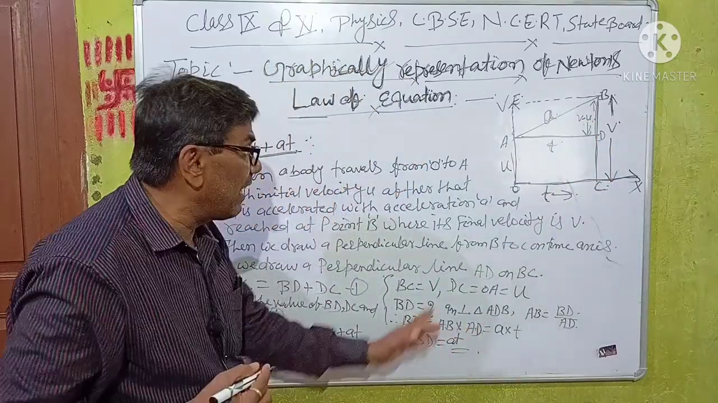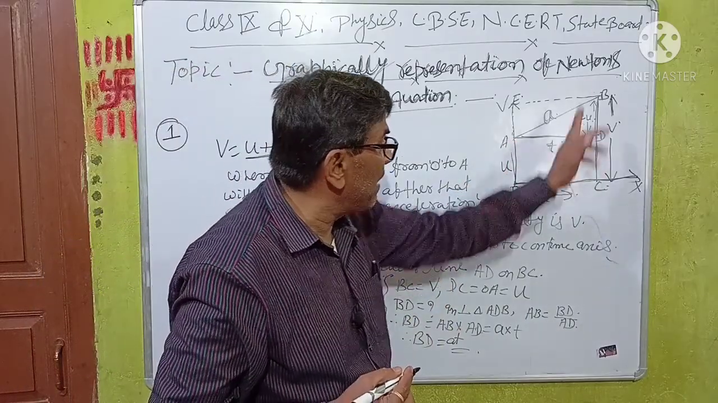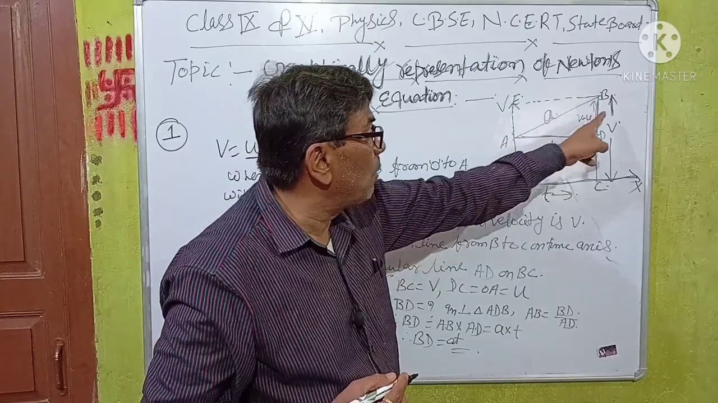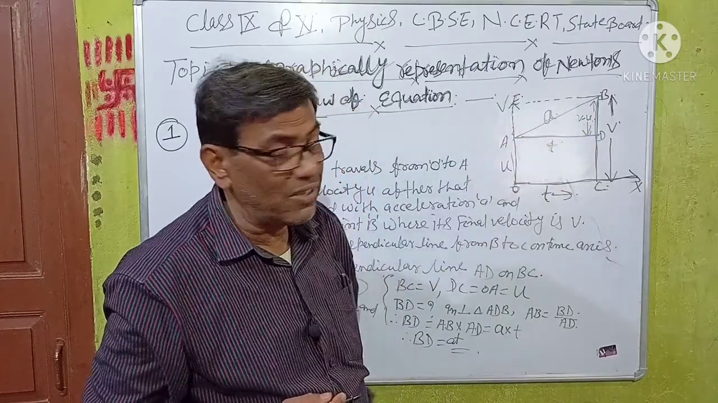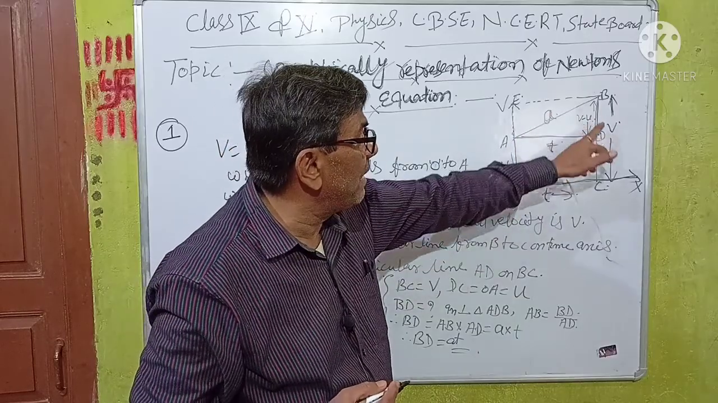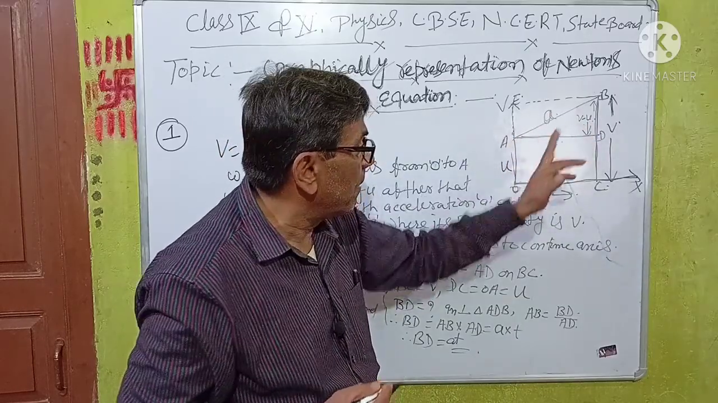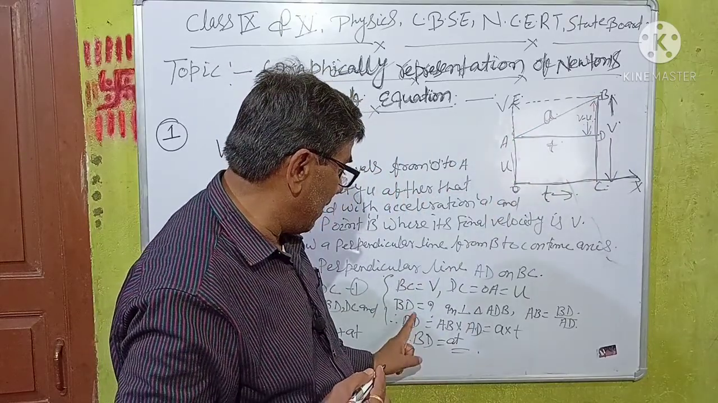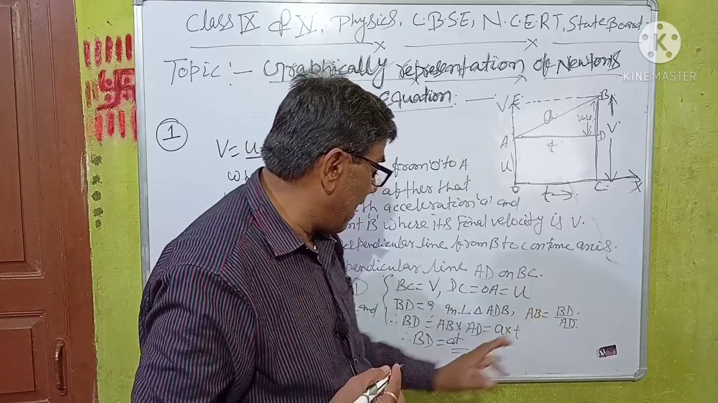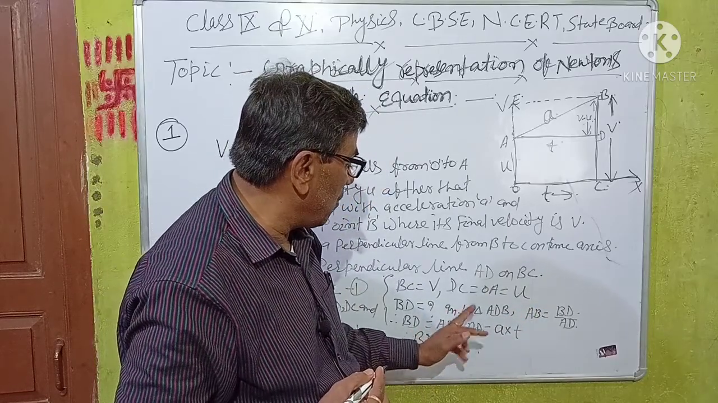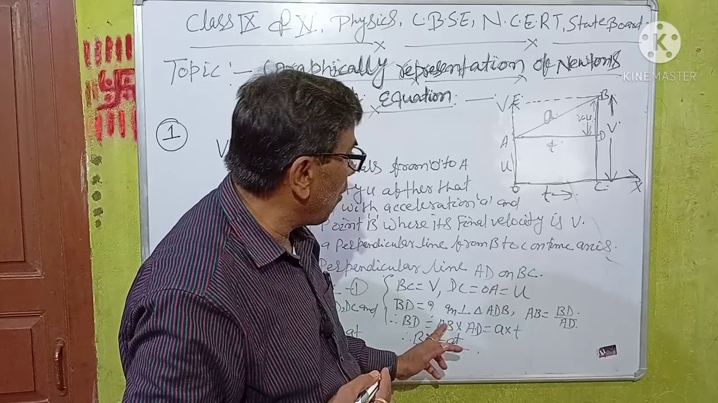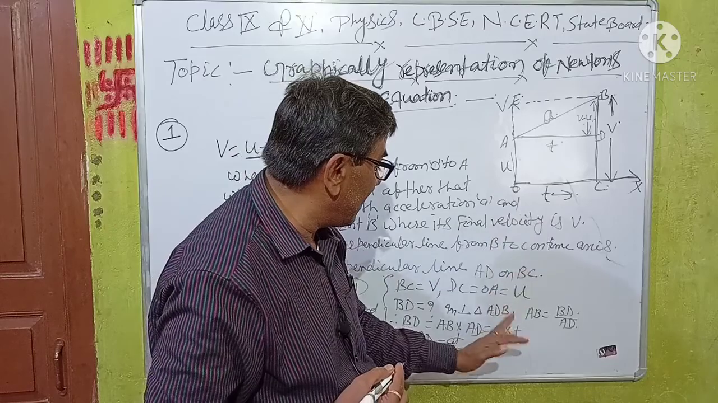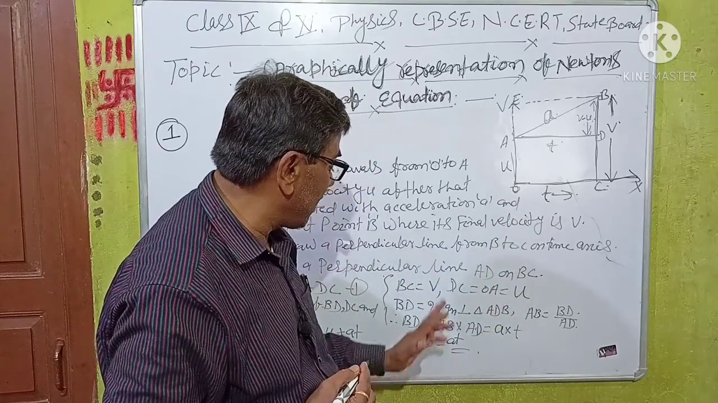So we can find through the right angle triangle ADB that AB is equal to the slope of the velocity time graph, which represents the acceleration. AB is equal to BD by AD, then BD is equal to AB into AD. Putting the value of AB, which represents A, and AD, which represents T, the value of BD is equal to AT.